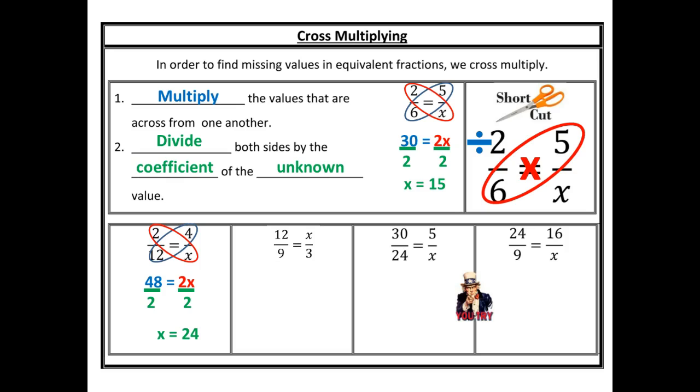If we wanted to use the shortcut method, we would multiply the 2 values that are kitty-corner from each other. 12 times 3 gives me 36. I'm going to write that value down so I can keep things organized. I'm going to divide by the third value, the one that's kind of off by itself, or it's across from the x. I'm going to divide that by 9. It's going to give me x equals 4. On your own, try the other 2 problems.